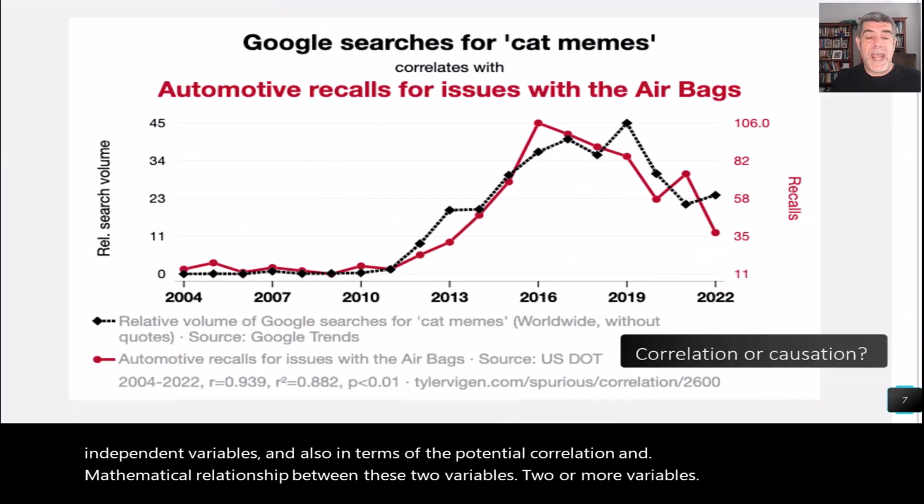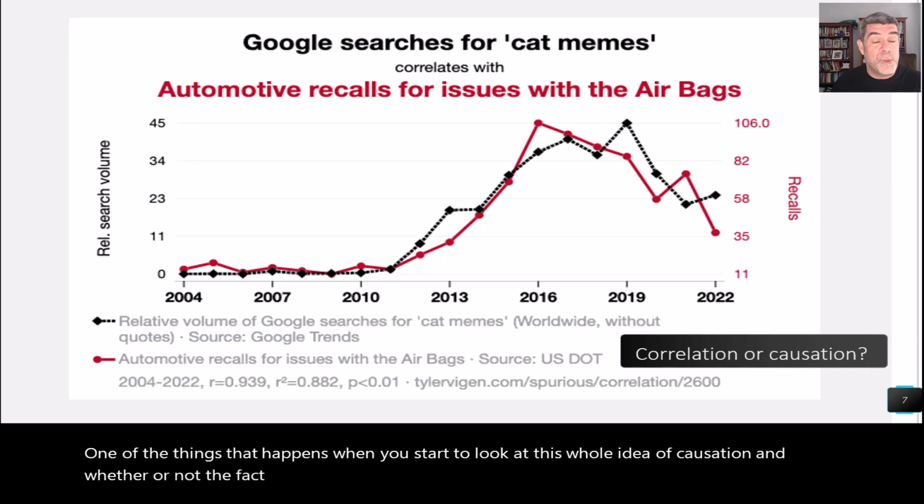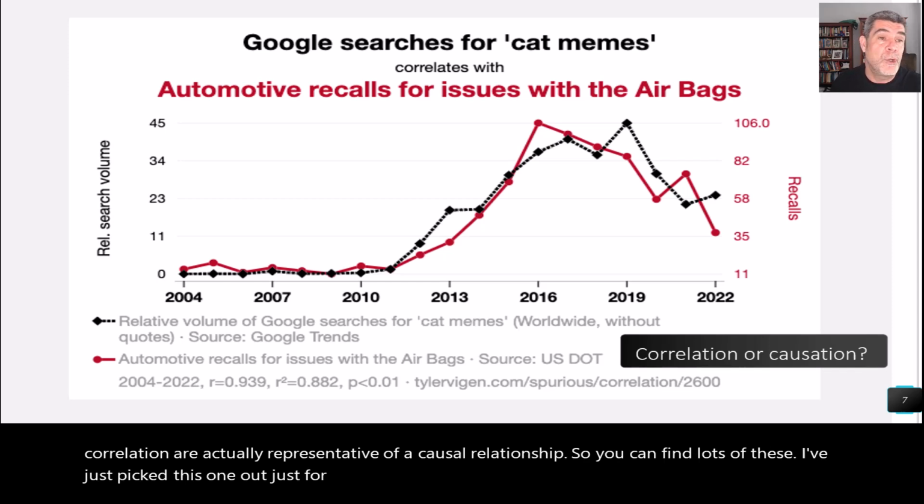Now, one of the things that happens when you start to look at this whole idea of causation, and whether or not the fact that two variables seem to be closely linked together in terms of correlation are actually representative of a causal relationship, is that you can find lots of these. I've just picked this one out for example: Google searches for cat memes and automotive recalls for issues with the airbags.